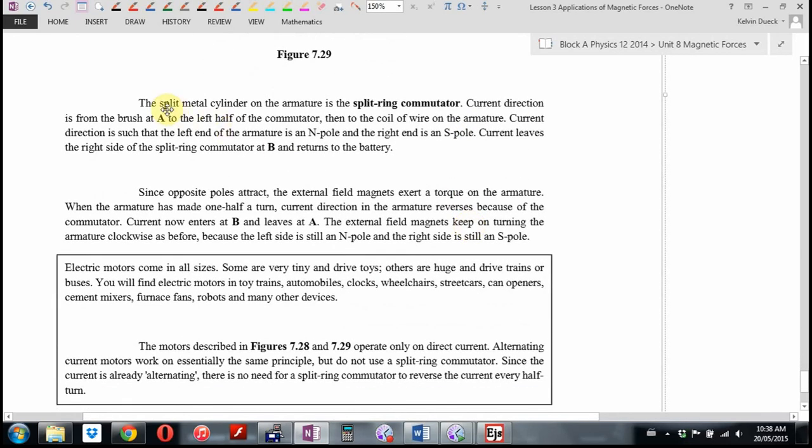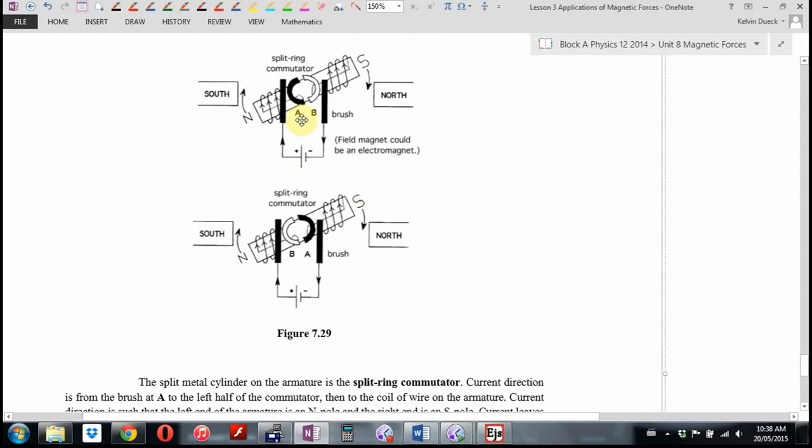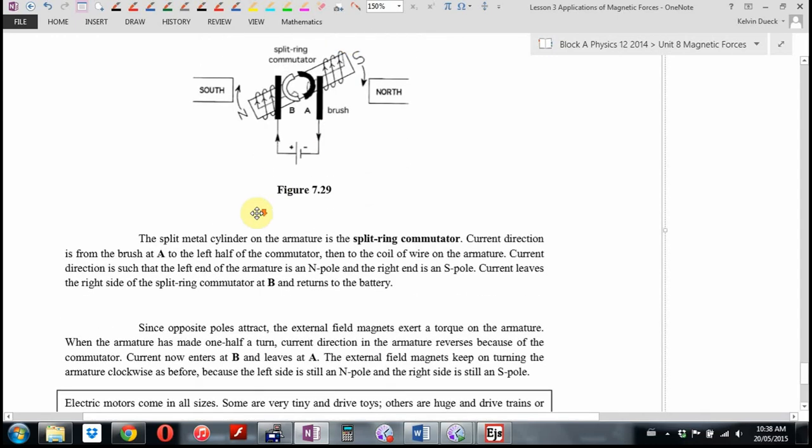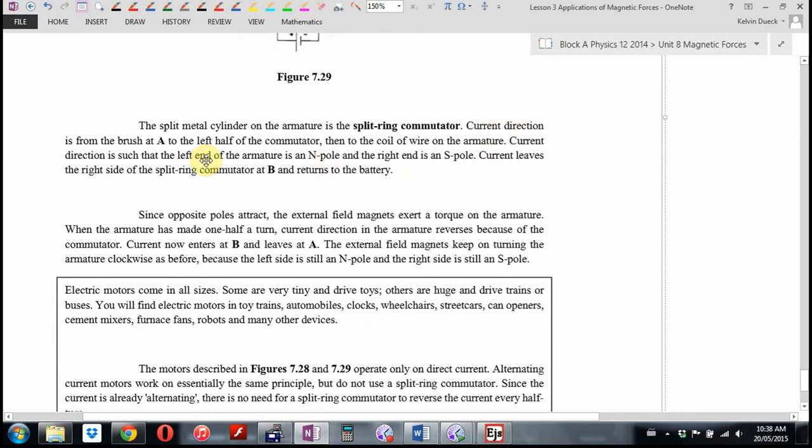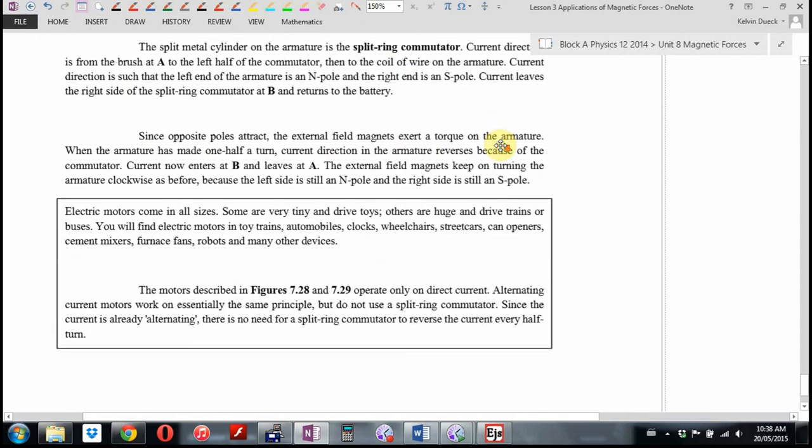So this, I mean, here's a side view. I'm not sure that this side view makes it all that clearer to follow, but what I liked about this picture was they're saying, hey, you really want to crank this, put a solenoid on your armature, and then you've got two interacting magnetic fields, and you're going to spin. So the split metal cylinder on the armature is called the split ring commutator. Current direction is from the brush at A to the left half of the commutator and then to the coil of wire, and so on.